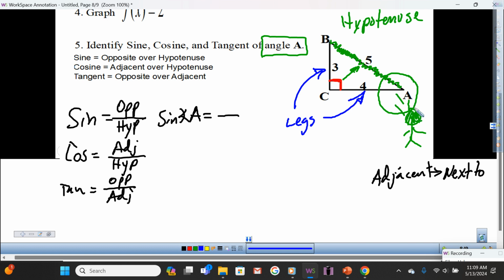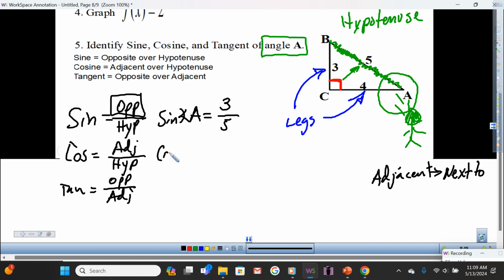All right. Looks like Brandon Doherty's got it. Which one is opposite? 3. That is correct because it's all the way across. So let's write 3 right here. 3 for opposites. And it says opposite over hypotenuse. Tell your neighbor what the hypotenuse measures. Everyone? 5. That is correct. And that's how you set up your trig function.